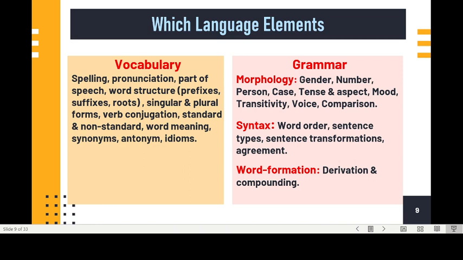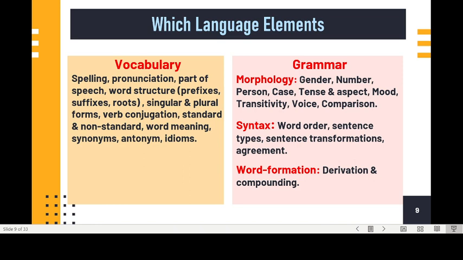Now, syntax here, when we put words together to form sentences in a specific word order, the students have to be able to recognize the sentence types, sentence transformations. When we change statements into questions, we change a statement into imperative, for example, and also agreement. Agreement means agreement between the noun and the verb, the subject and the verb, the noun and the adjective, and the pronoun and its antecedent.